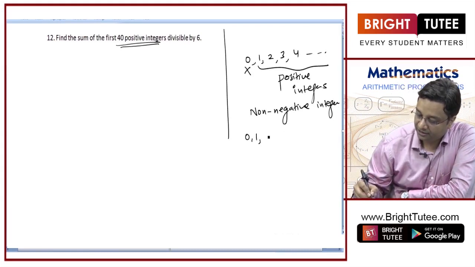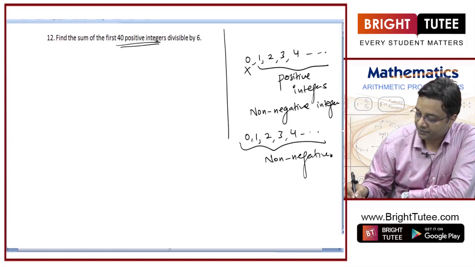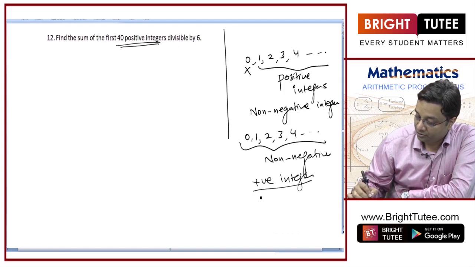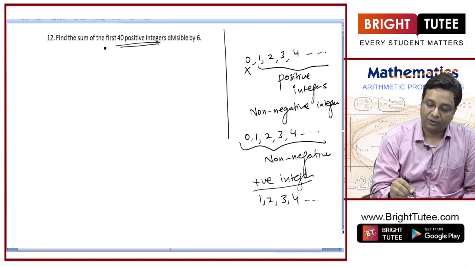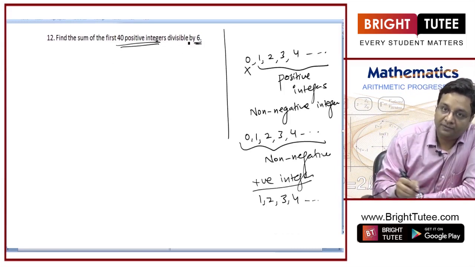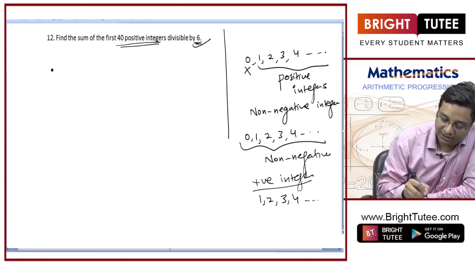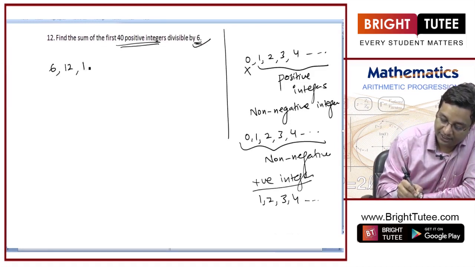If you write integers like this, these are non-negative integers. And what are positive integers? Positive integers are nothing but the natural numbers, 1, 2, 3, 4, 5 and so on. So the first positive integer that is divisible by 6 is not 0. So let's not get confused here. The first positive integer that is divisible by 6 is 6 itself, right? After this 12, 18 and so on up to 40 terms.